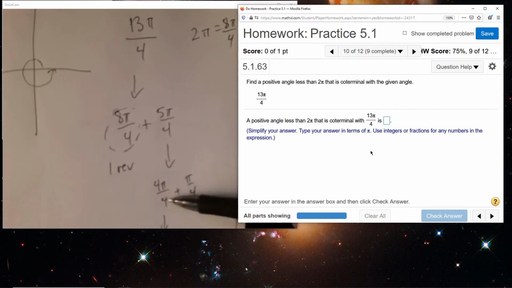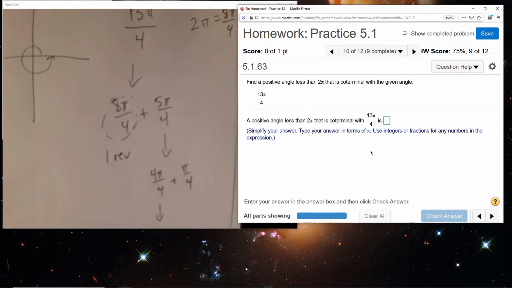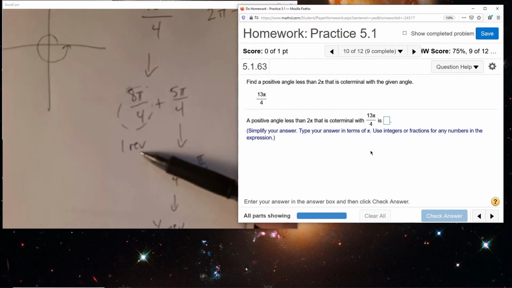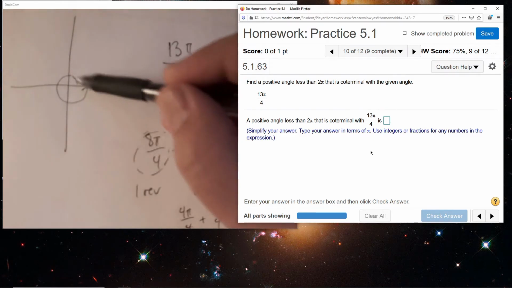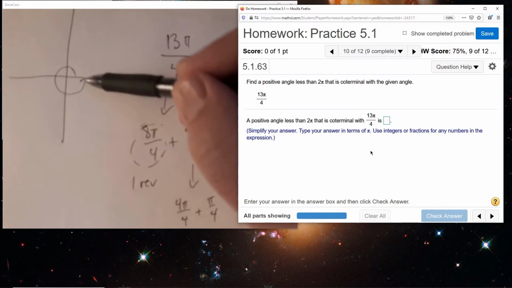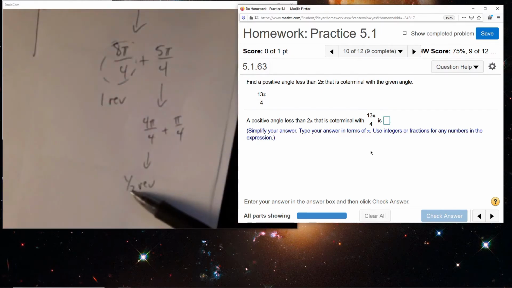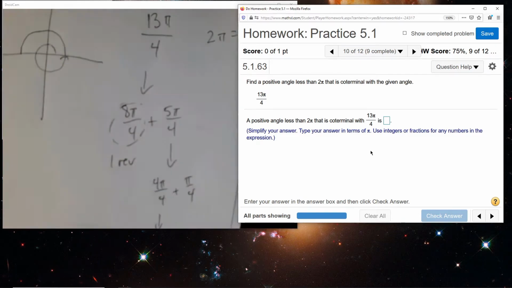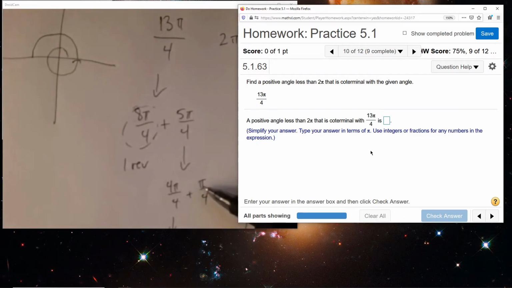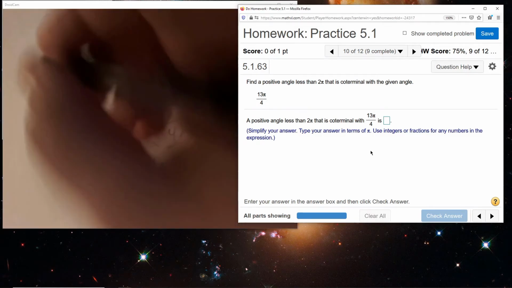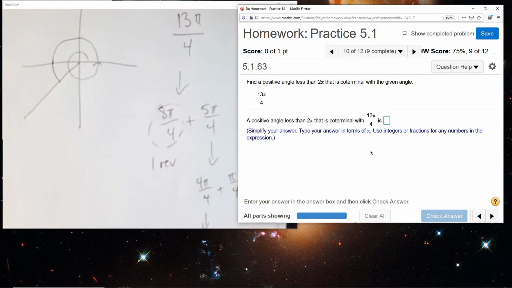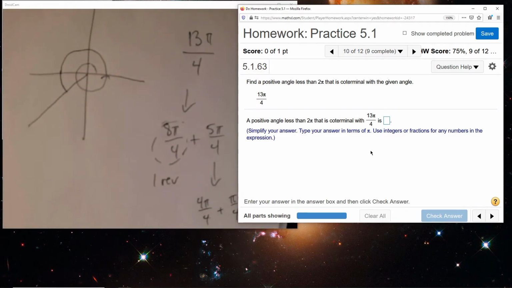So pi is a half revolution, 2 pi is a full revolution. So if we draw this angle out, we know there's 1 revolution. So actually I already drew 1 revolution there. And now we're going to go another half revolution. So that means to here. And then we go pi over 4. And there's our terminal in the third quadrant.